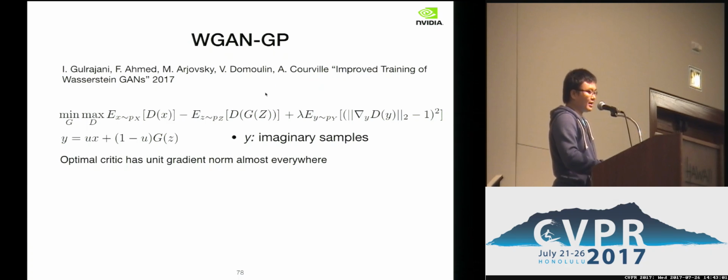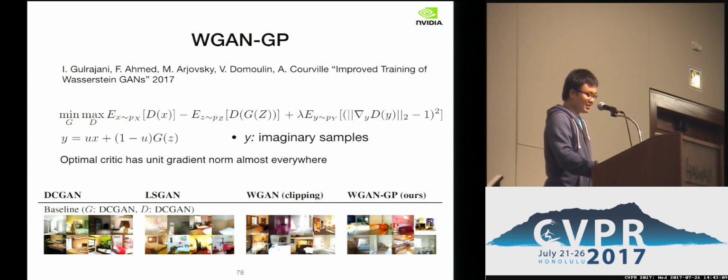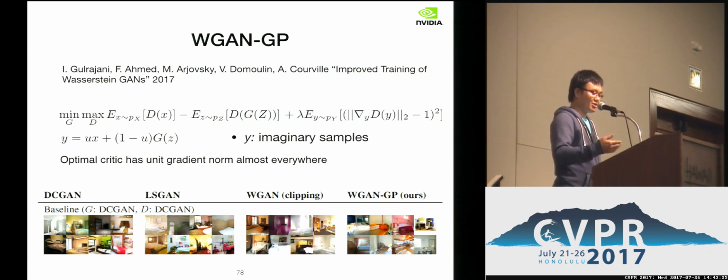They do this because through their analysis, they found that the optimal critic has unit gradient norm almost everywhere. And they show that using this objective function helps you stabilize GAN training. Here you don't see the benefits, but in their paper they show that when you remove batch norm from the generator, WGAN-GP can still produce good-looking images, but the other methods failed.